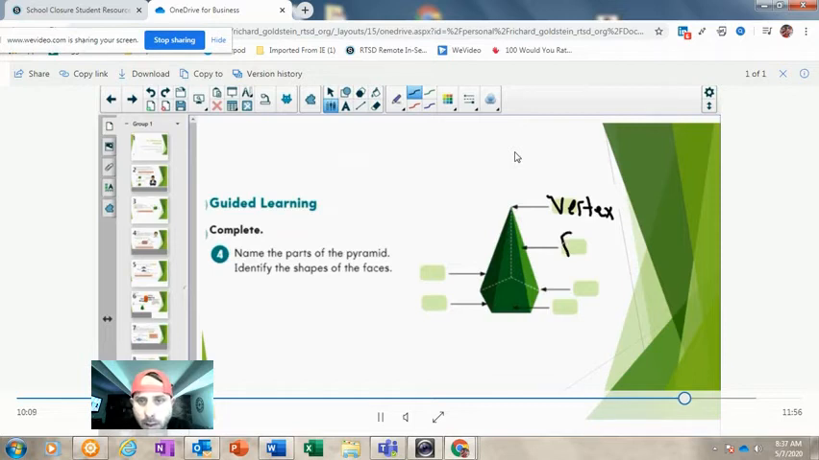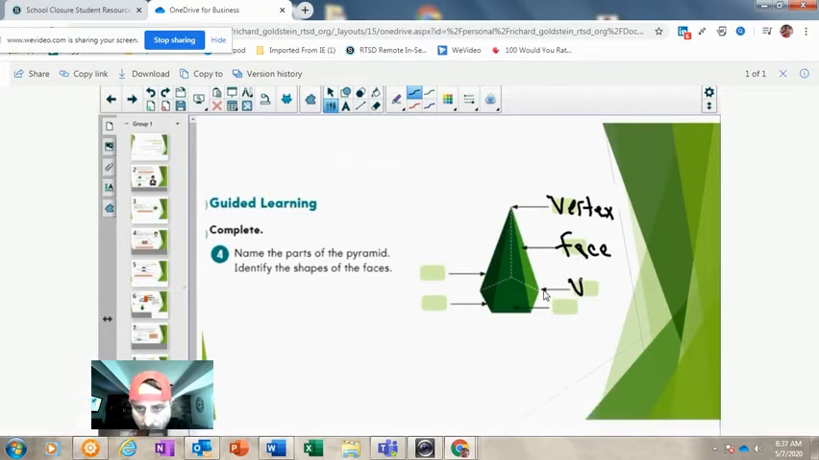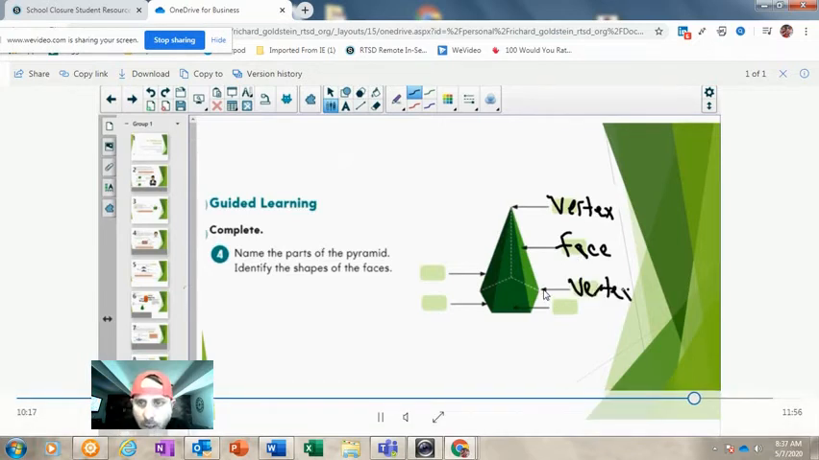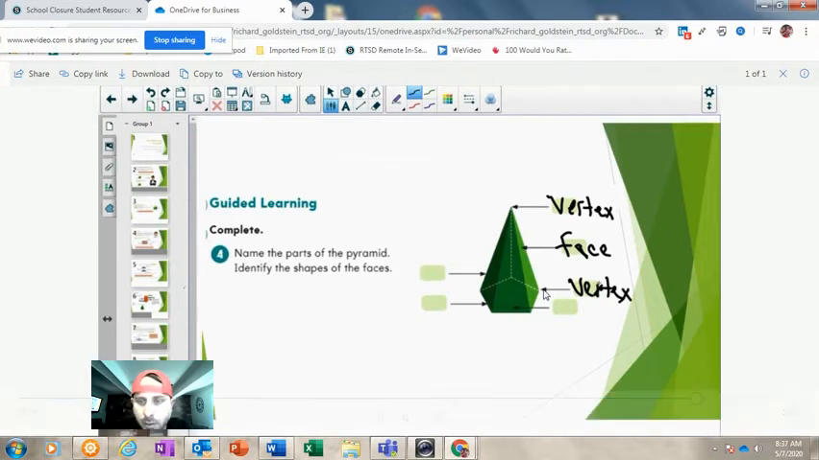You probably finished doing so. So you've got your vertex. You've got a face here. Down here, you've got another example of a vertex. Over here, you've got a base.